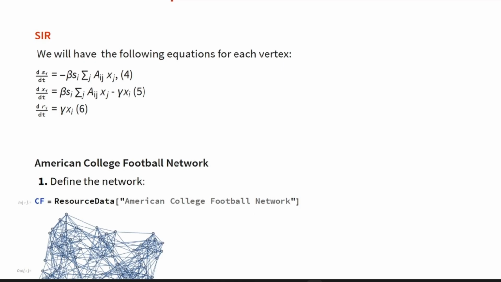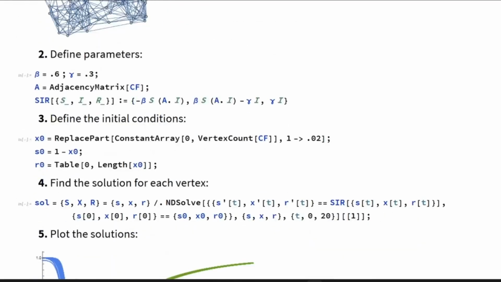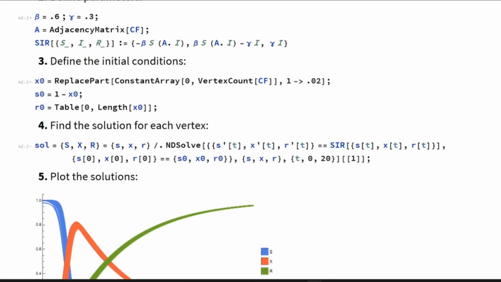We can run the simulation for a disease that follows the SIR epidemic model, such as measles, on the American College Football Network, where the nodes represent college football teams and the edges indicate whether they have competed in a game or not. They are representing contact and potential infection between teams. To do this, we can define the network, define the parameters, beta and gamma, the adjacency matrix, and the model, define the initial conditions, the percentage of infected, susceptible, and recovered individuals, and find the solution for each vertex.